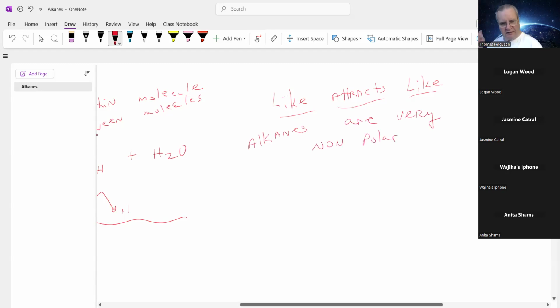So alkanes are very nonpolar. When you're trying to dissolve some grease, for example, water doesn't touch grease because water is very polar. However, if you took something like gasoline, gasoline is very nonpolar. It's mostly octane. It will easily dissolve the grease.